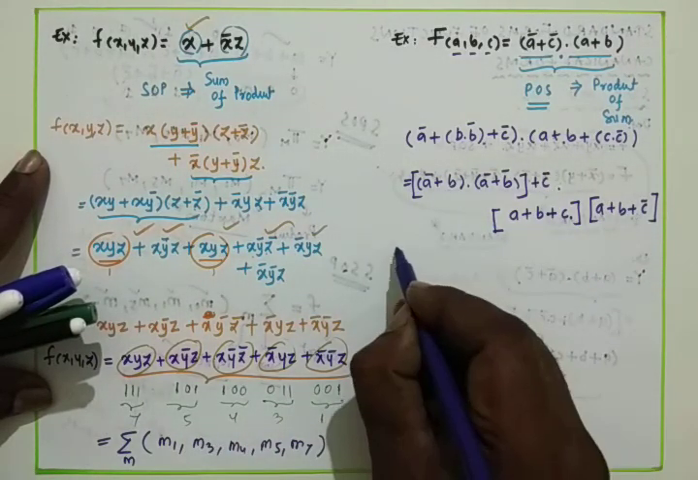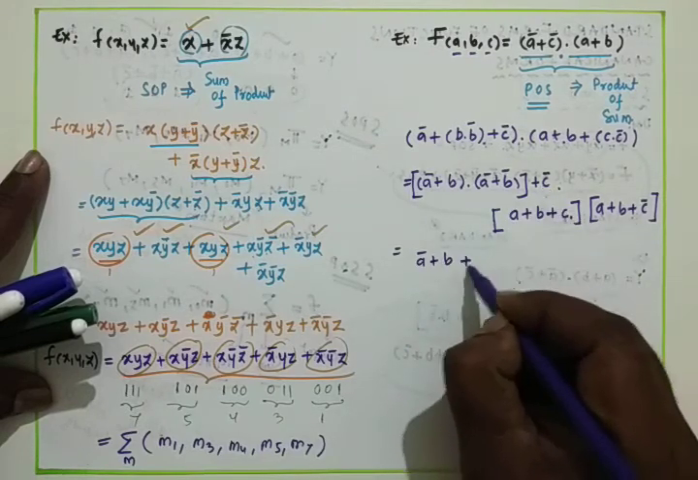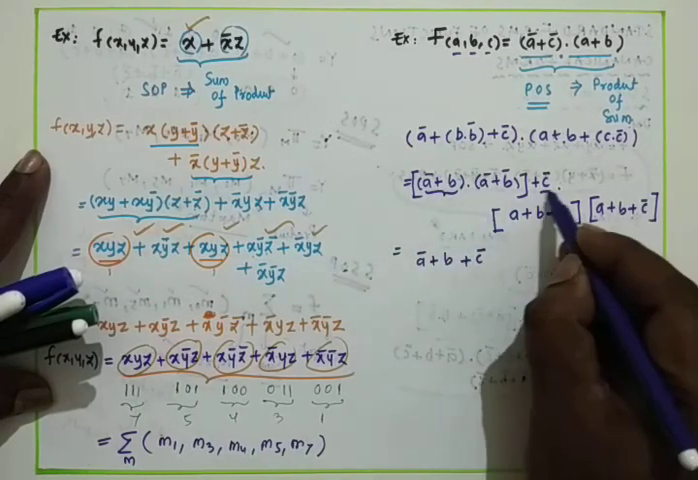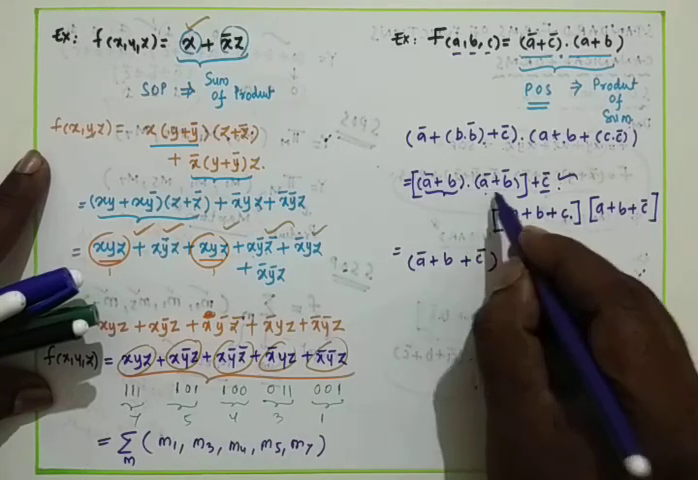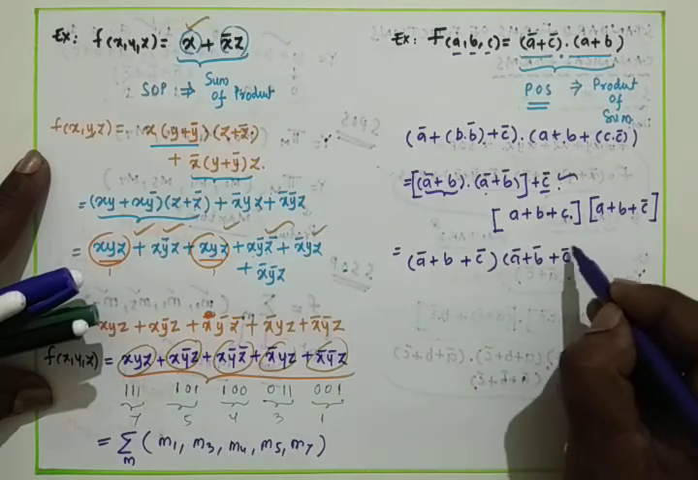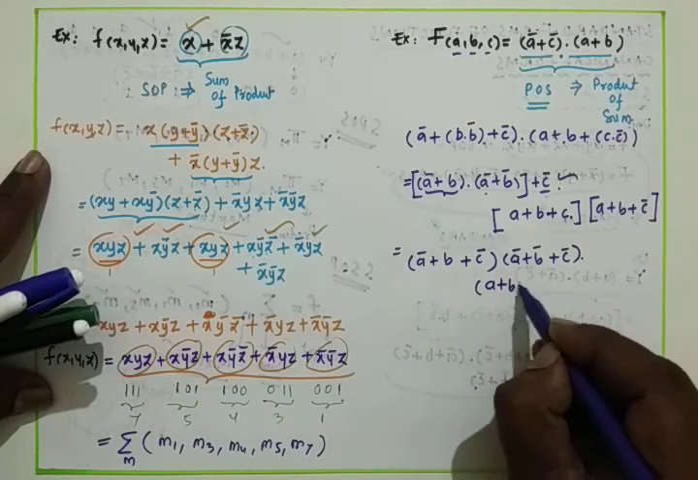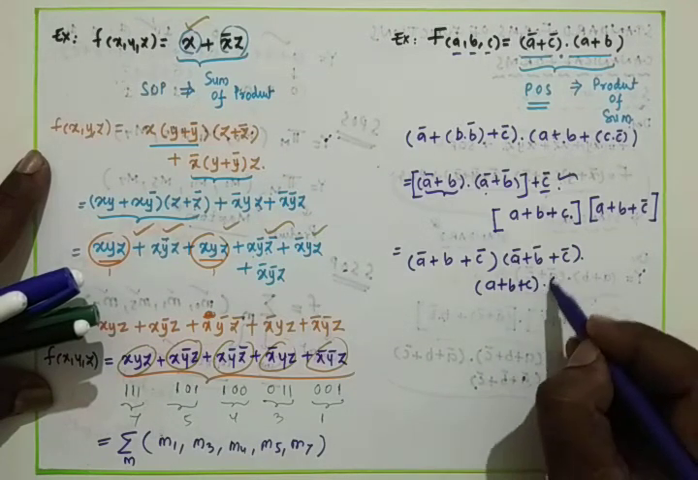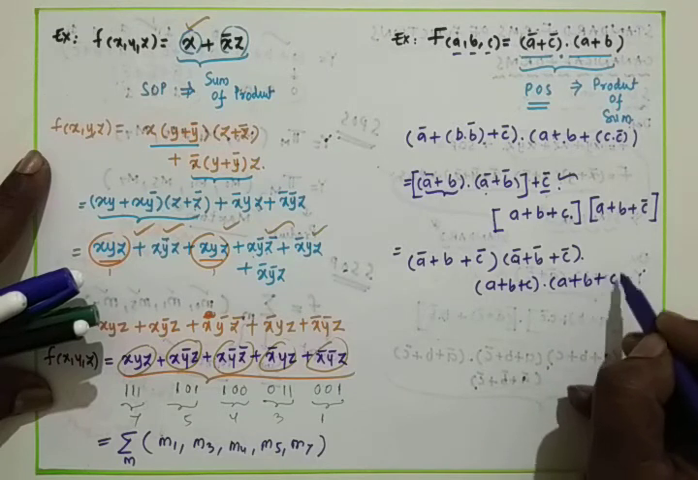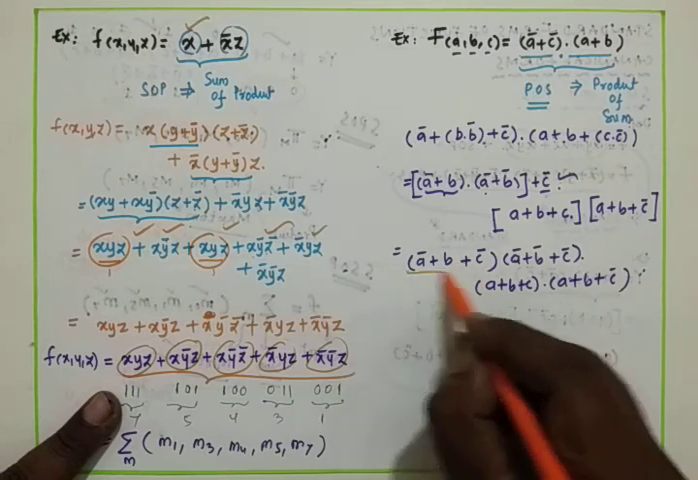Now coming to here, you can write this one as Ā + B + C̄. First term, this is plus this one. And coming to this one, Ā + B̄ + C̄ into, next one is A + B + C. Next one is A + B + C̄. This is nothing but the standard form only, the standard POS. POS stands for what? Product of sum.